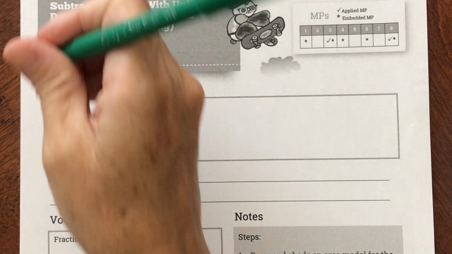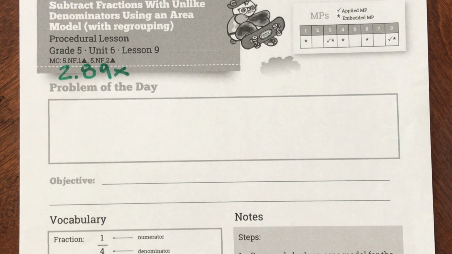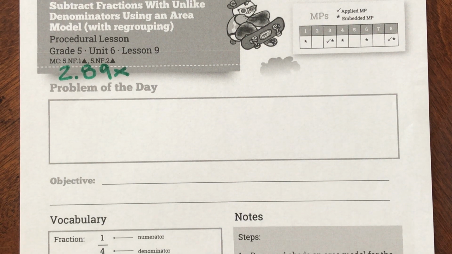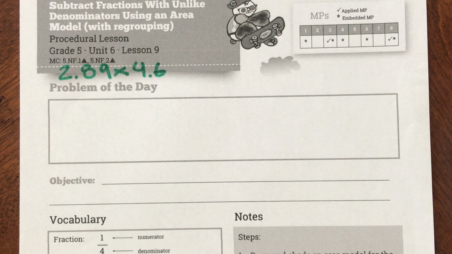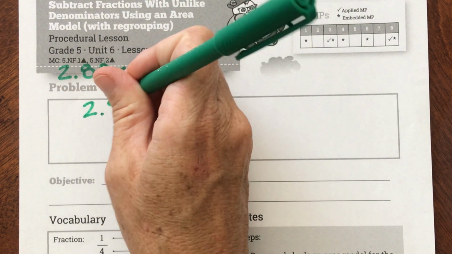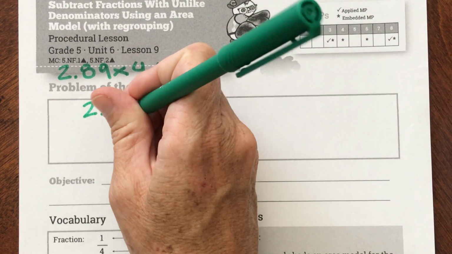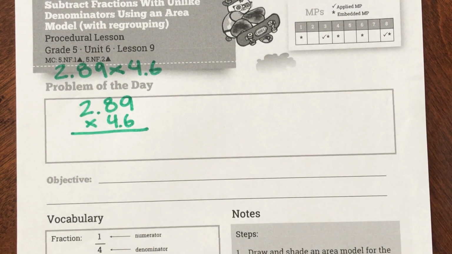So my first problem is 2.89 times 4.6. Okay, when I multiply decimals, I want to set it up and just kind of ignore the decimal. I want to set it up with the longer number on top and the shorter number on the bottom, and I don't try to line up the decimal. If it lined itself up, then I leave it, but I don't purposely line it up.